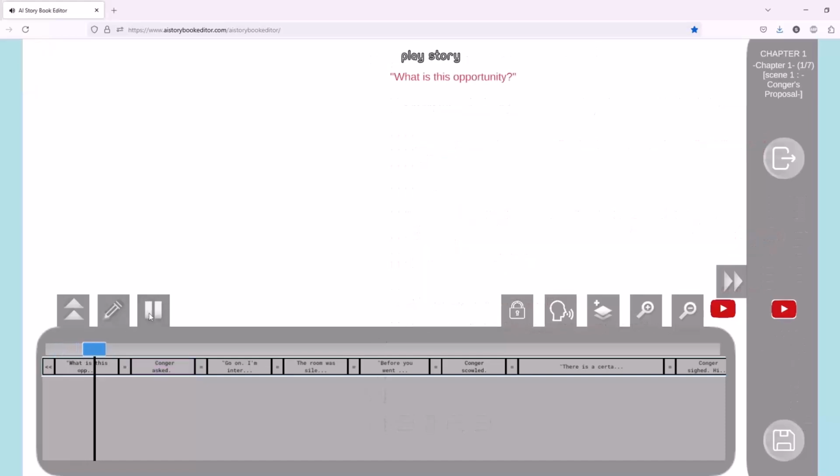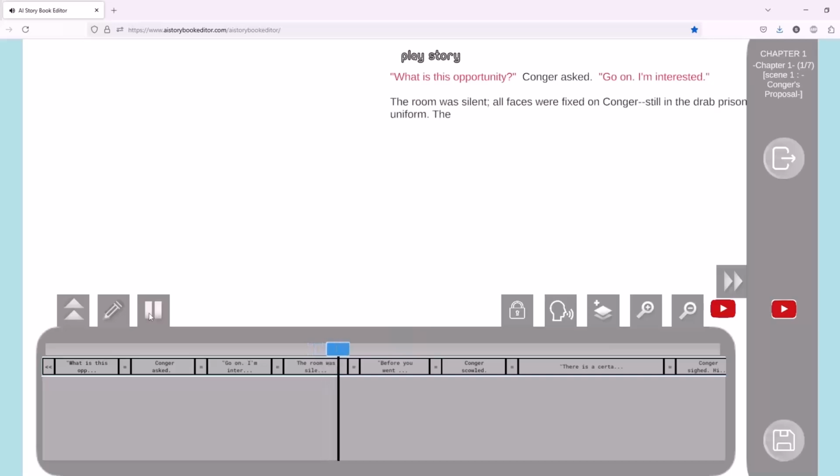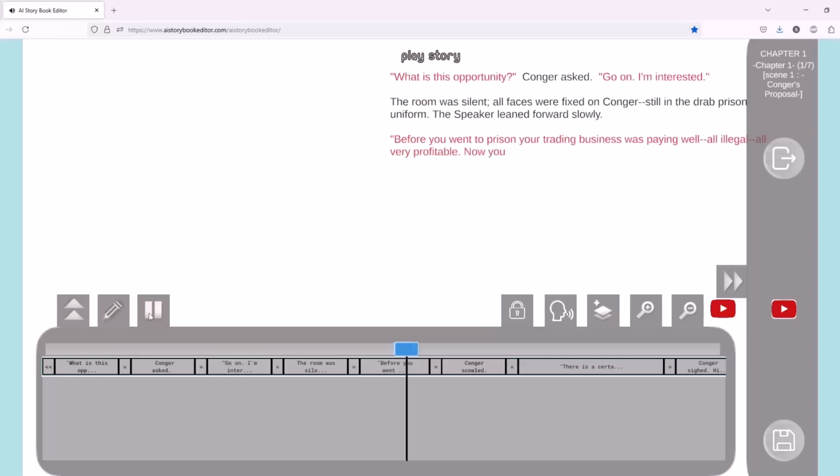What is this opportunity? Conger asked. Go on, I'm interested. The room was silent. All faces were fixed on Conger, still in the drab prison uniform. The speaker leaned forward slowly. Before you went to prison, your trading business was paying well. All illegal. All very profitable. Now you have nothing, except the prospect of another 6 years in a cell. Conger scowled.